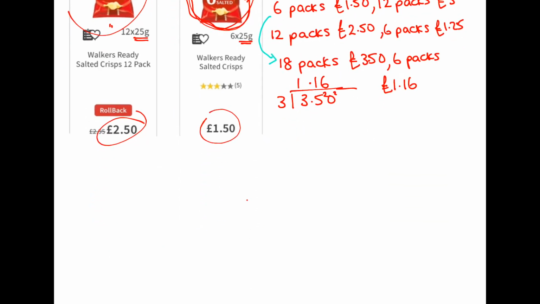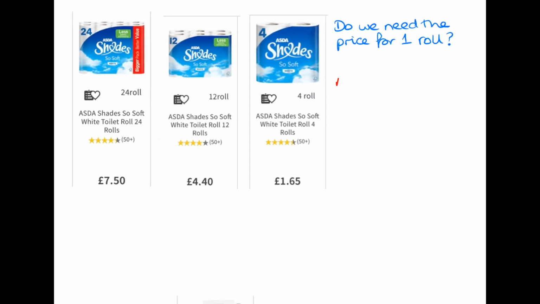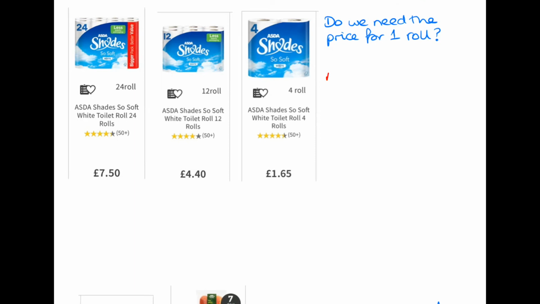Okay, right, so we've looked at Vimto, we've looked at crisps. Next, hot topic at the moment, toilet roll. I think things have eased a little bit in the toilet roll aisles on the supermarkets, but maybe not completely. So let's have a look at this then. We've got the following pack sizes. You can buy 24 rolls for £7.50. You can buy 12 rolls for £4.40. And you can buy 4 rolls for £1.65.